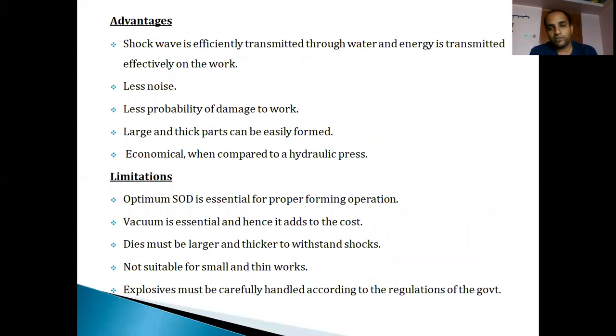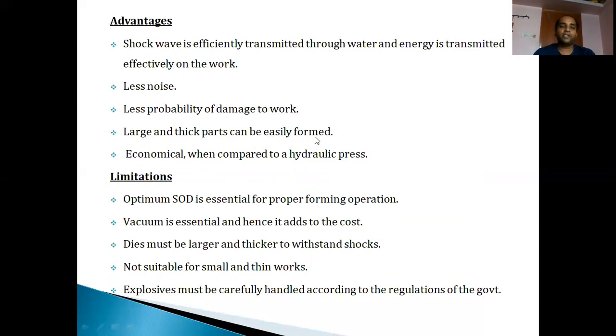Some of the advantages here are, as I told you, once the shock wave is generated, it is transmitted through the water, which makes it effective and good work on the workpiece. As it is placed in the water, there is less noise, and the chances of damage to the workpiece are also very low. We especially use this when the metal parts are larger and thicker; you can go for deformation using this process.